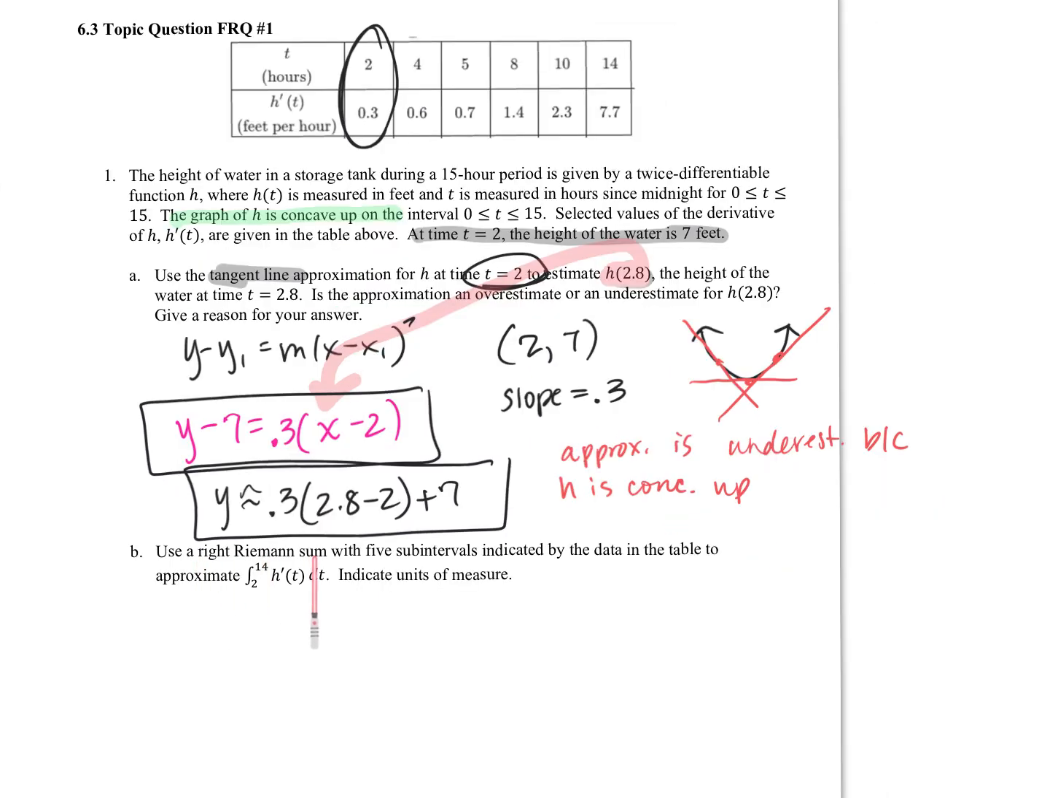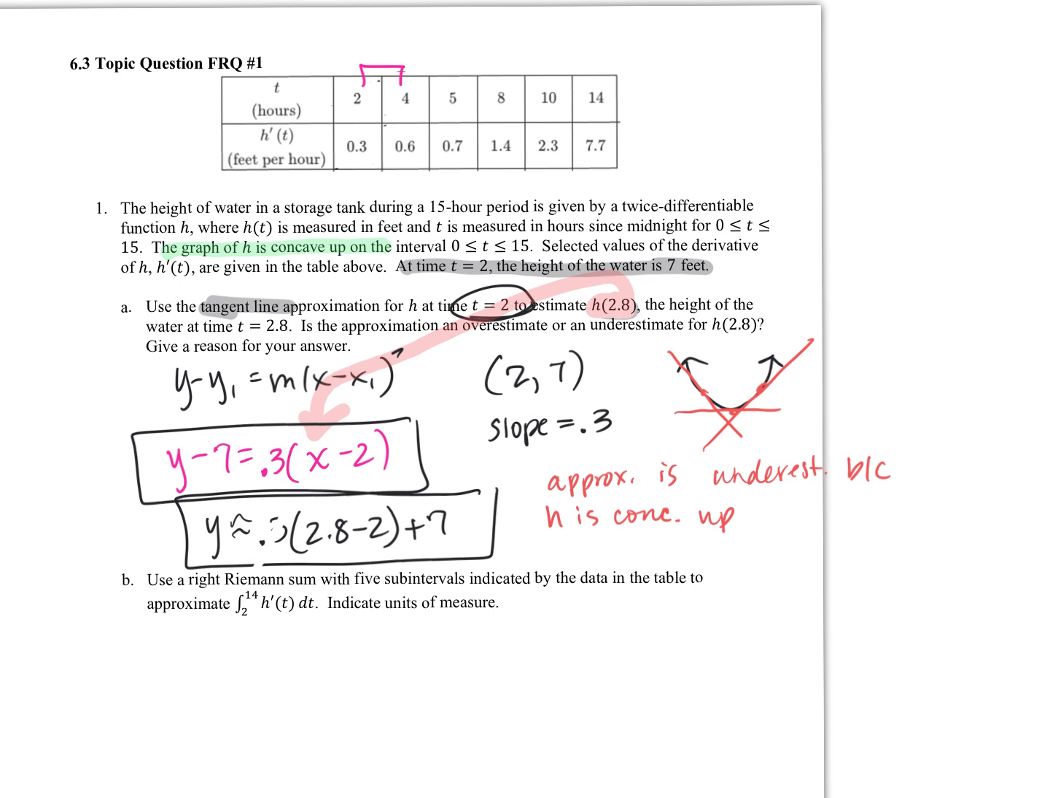It says use a right Riemann sum with 5 subintervals to find the area from 2 to 14. Is that going to use all of our data in the table, 2 to 14? Sometimes they change these bounds and they might say from 2 to 10, and we just have to mind that, okay, we would stop there then. But this is saying go from 2 to 14. Sound good? Yeah. What's the base of my first rectangle?